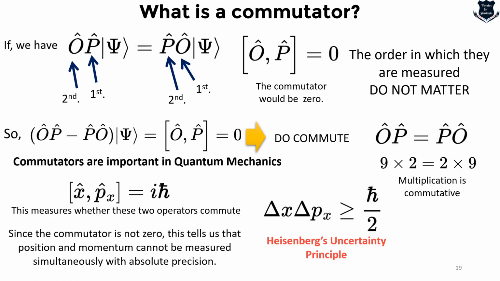So since the commutator is not 0, it tells us that the position and momentum cannot be measured simultaneously with absolute precision. Although this is not the only reason for the uncertainty principle, there are other reasons, but this is one because they actually do not commute. So they actually lead to no precise understanding. So this is one part where commutators play an important role.